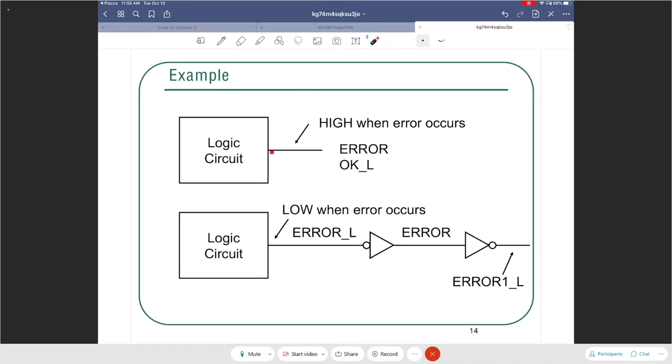Let's talk about that particular concept, and we'll stop with this discussion in a few minutes. Suppose you have a logic circuit that has one output, and I have named that particular output error OK underscore L. Error OK underscore L is an active low signal. Can I say that? Based on how it is written with the underscore L, that's when you know that it is active low. So when it is low, what does that correspond to? And when it is high, what does that correspond to? You see it's saying error OK underscore L. So when it is low, everything is okay. No error. And when it is high, it means error.